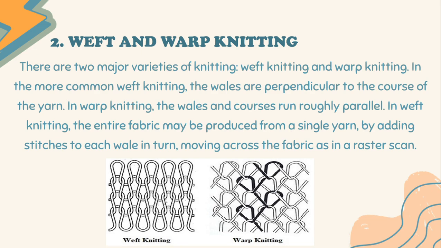By contrast, in warp knitting, one yarn is required for every wale. Since a typical piece of knitted fabric may have hundreds of wales, warp knitting is typically done by machine, whereas weft knitting is done by both hand and machine. Warp knitted fabrics such as tricot and milanese are resistant to runs and are commonly used in lingerie. So in the picture below, it is the example of weft and warp knitting.